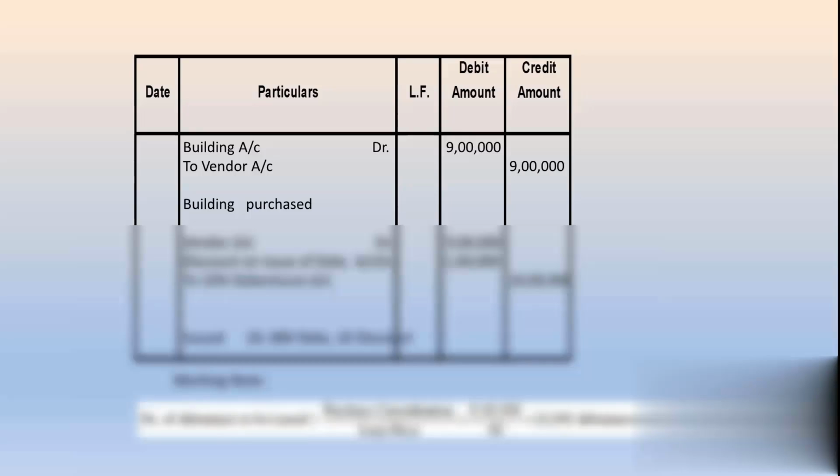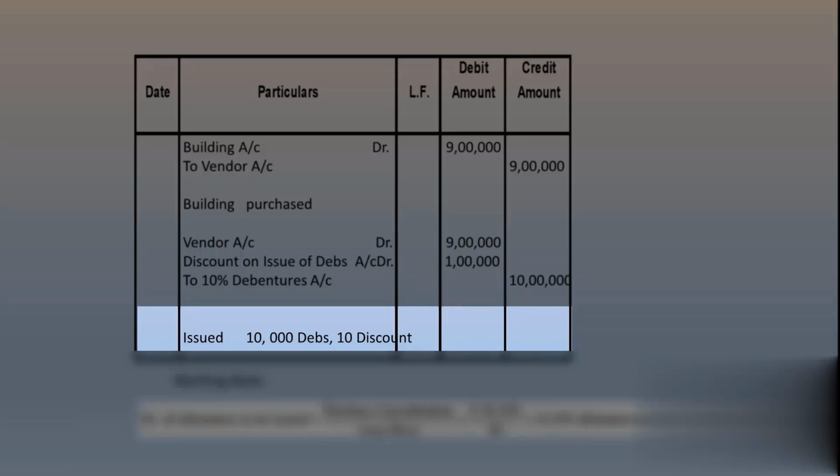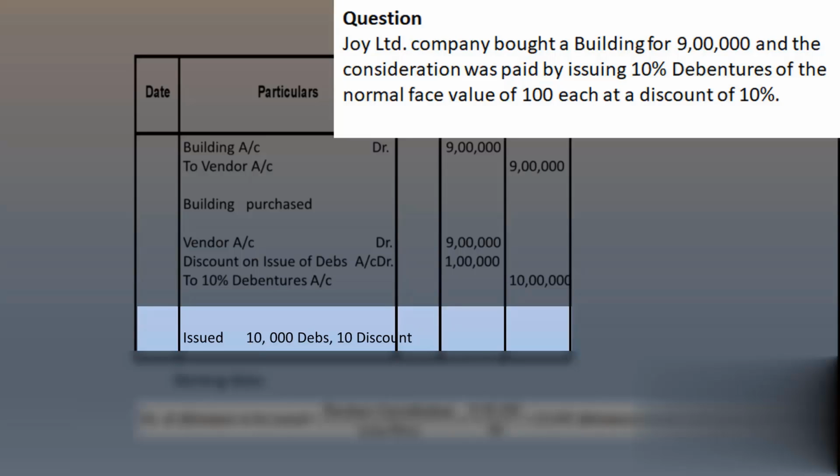What we are to focus on is the second event, where the obligation is satisfied by the issue of debentures. It appears that the vendor is prepared to accept debentures issued by the company, but on a condition. The condition being that he will accept the debentures provided they are issued at a discount of 10%.